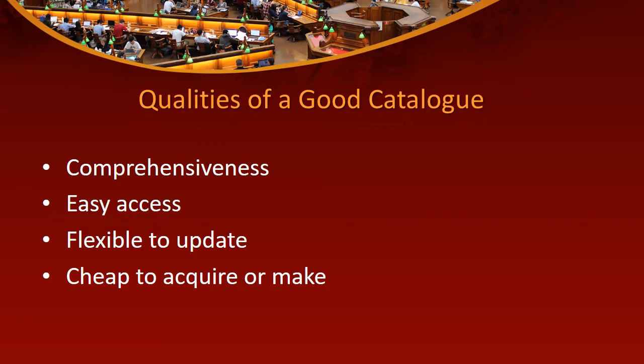A catalog which is of good quality must be comprehensive in nature. That means it must have all the details that can help users to locate their materials easily. Secondly, easy access. A good catalog must be easily accessible to users. The purpose of setting up a catalog is to make sure that users get the materials in the library with ease and have information about all the resources in the library.